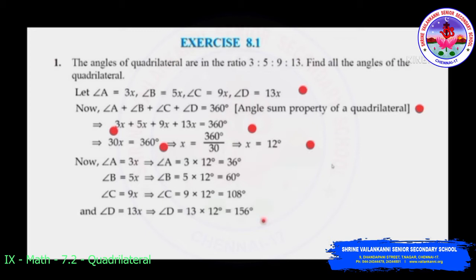Now I substitute the value of x in the angles A, B, C, D. So I get A is equal to 3x, which is equal to 3 into 12, 36 degrees. Angle B is equal to 5x.